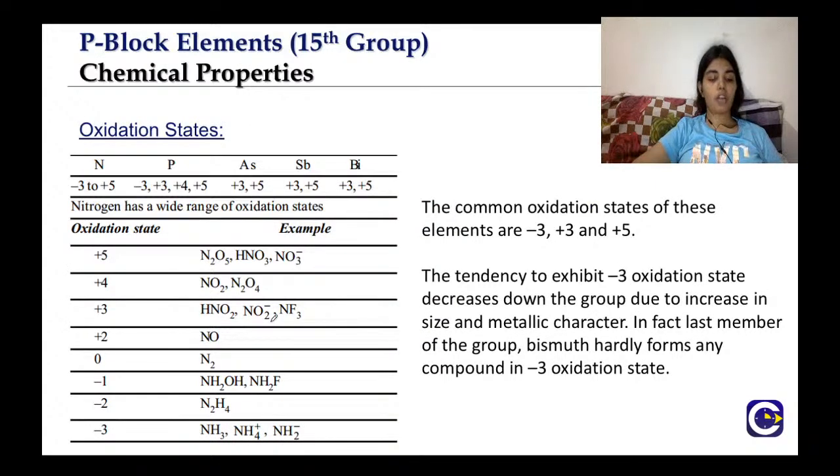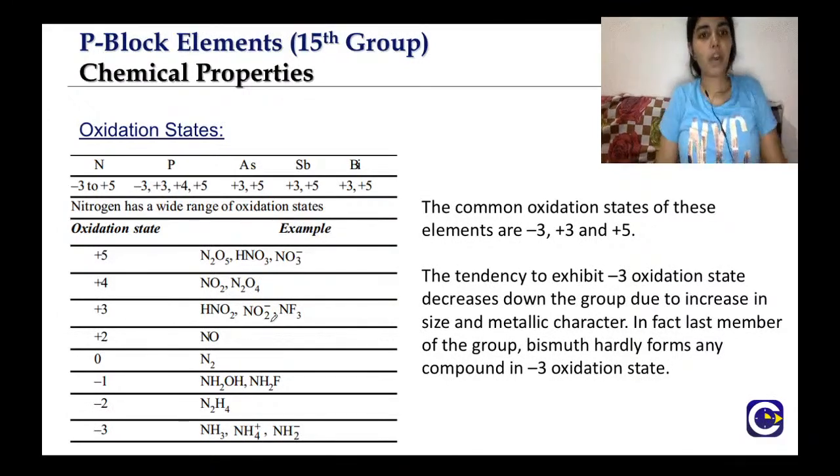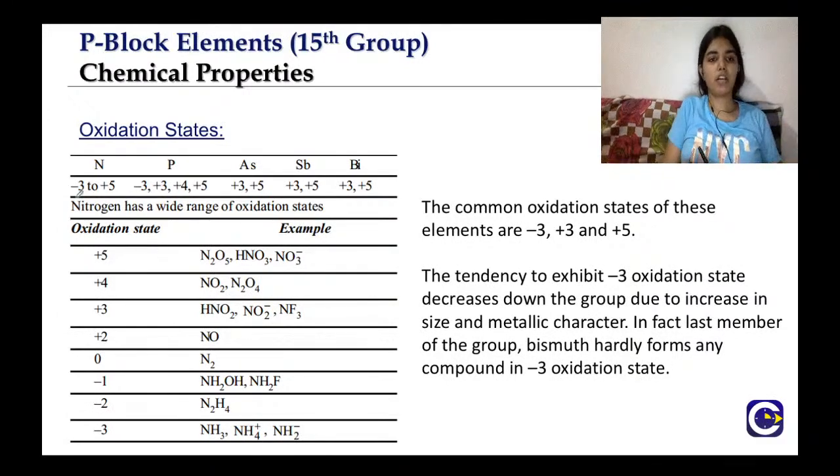Coming on to the oxidation states, there are variable oxidation states shown by the 15th group. Nitrogen has oxidation states of -3 to +5, phosphorus has -3, +3, +4, +5, arsenic has +3, +5, antimony has +3, +5, and bismuth also has +3, +5. If you notice, nitrogen has the maximum number of oxidation states within its group.